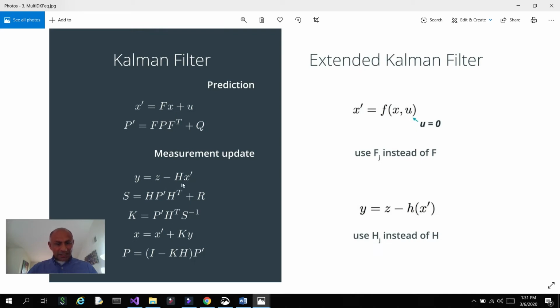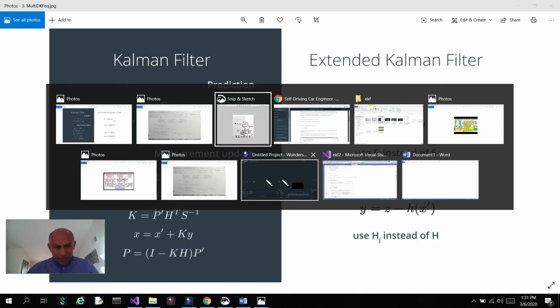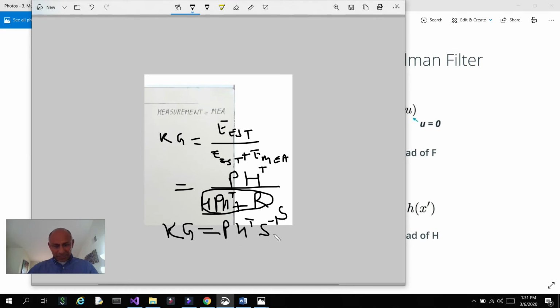Now y is z minus hx. So this function here is measurement minus estimate at t minus 1. Measurement is z, estimate at time t minus 1 is x bar, or xp I should say, and then the h function is used again for matrix manipulation. So let me write this. I wrote the equation for Kalman gain first. Kalman gain is P H transpose S inverse.